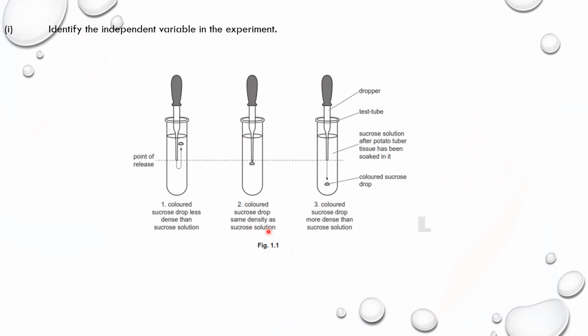We'll look at this. This is the diagram trying to explain what was said. So at the point of release, the colored sucrose drop is less dense. The colored sucrose drop has the same water potential as this. The colored sucrose is denser, that's why it decreases. Okay, so let's look at that answer there.